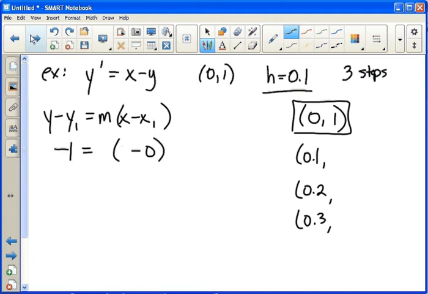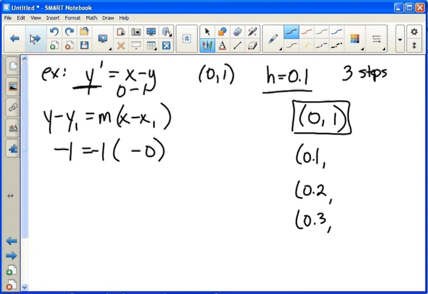Okay, now I also want to find the slope. Well, remember, the derivative is the slope. So I take my point, 0, 1, and I plug it in this equation. So I plug 0 in for x and 1 for y. I get 0 minus 1, so my slope is negative 1.